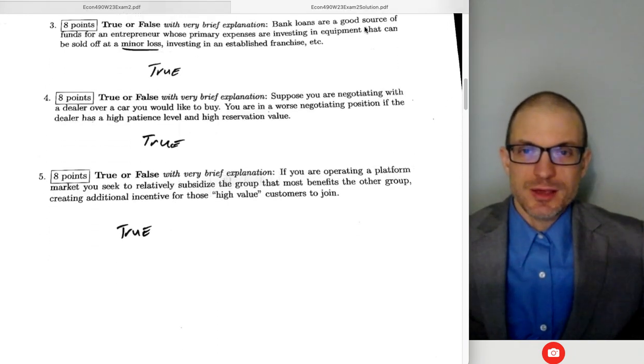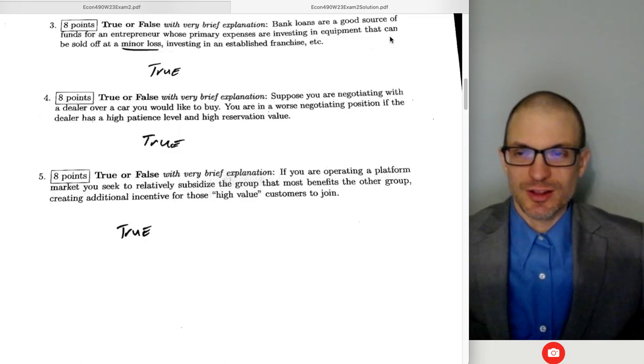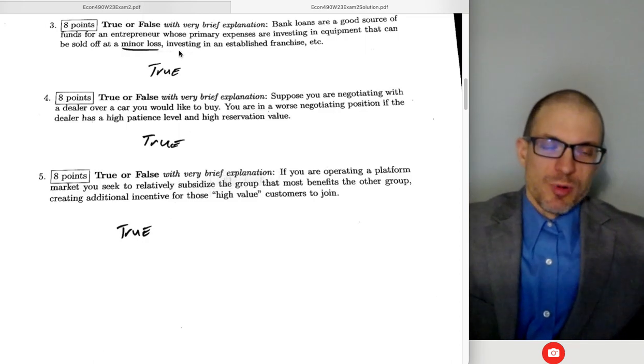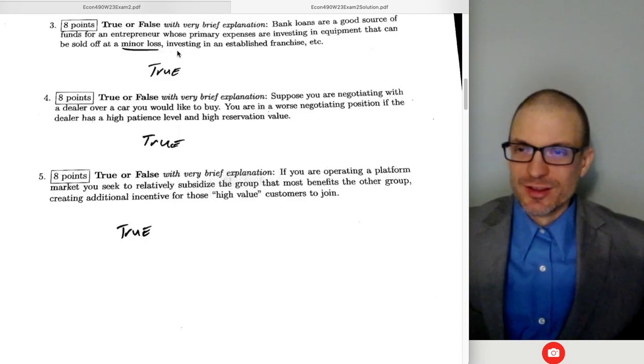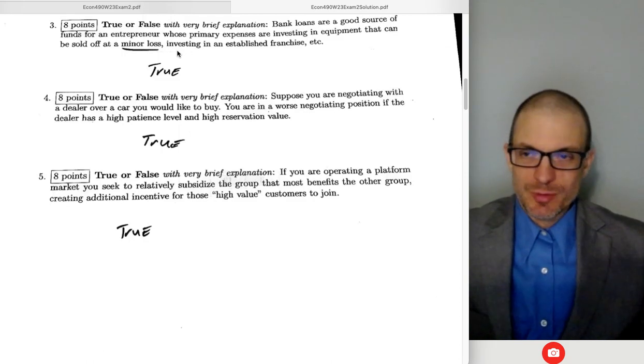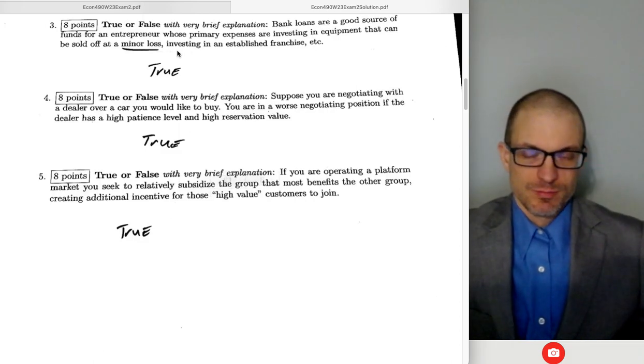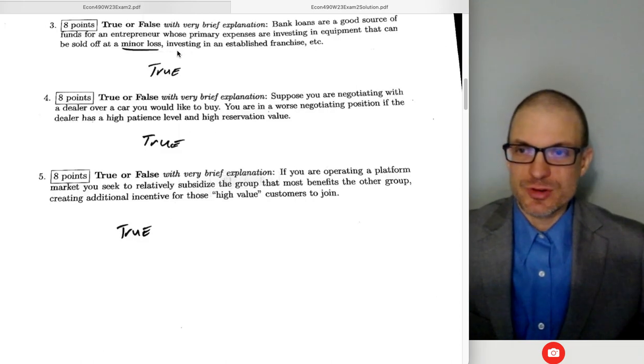All right, bank loans are a good source of funds for an entrepreneur whose primary expenses are investing in equipment that can be sold off at a minor loss, investing in an established franchise, etc. Yeah, if you can sell something off at a minor loss, the example from class was if you want to start a mobile vet business, or mobile personal trainer. You're going to buy the van, you're going to buy the equipment, and maybe have a loan for those, and if the business fails or you decide you don't want to do it anymore, you can at least sell those things off. There's something that stands as collateral.